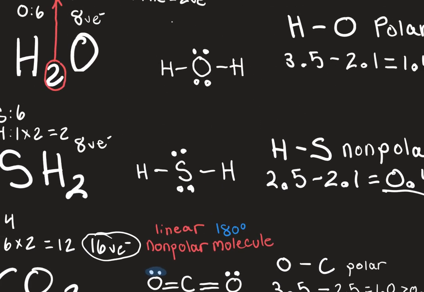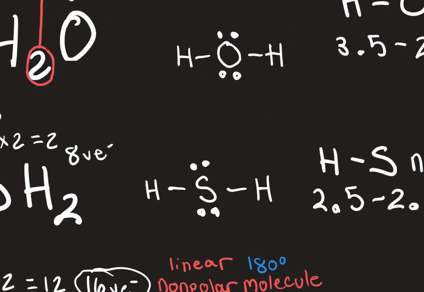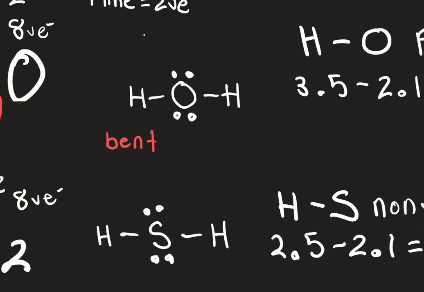All right. I'm going to do H2O and SH2 together because they're actually going to be the same shape. So they have 2 bonded atoms to the center atom and 2 lone pairs. So these are both going to be bent. They will be polar. Oh, wait, actually. So H2O will be a polar molecule.